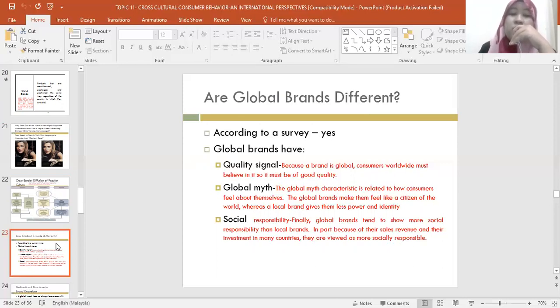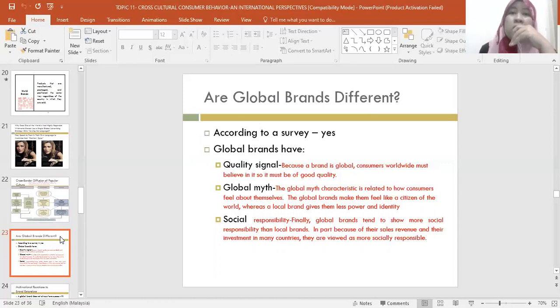Okay, and then the last one, social responsibility. Finally, global brands tend to show more social responsibility than local brands. Because global brands have their targets, and sometimes they have requirements like SOP, because they have to fulfill and must do social responsibility, CSR, in order to have a good business plan, a good business image to the people or the citizens or the consumers around the world.